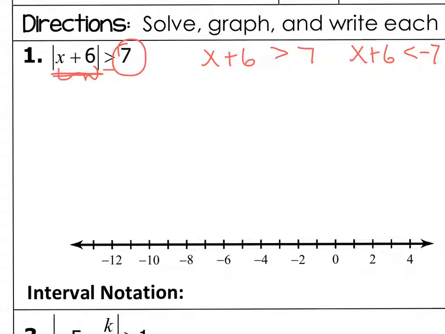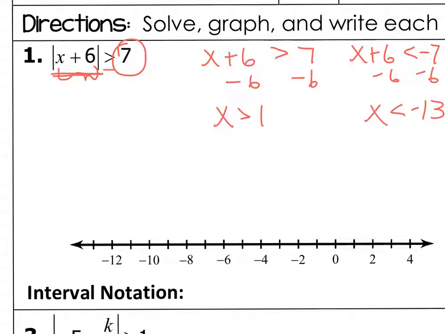This is an example of the type 1 above. This is a greater than, which is going to produce an or statement, because remember, we're going further and further towards the infinities, since we're going greater than 7 away from that center point. As we solve these two separate inequalities, we subtract 6 from this one, so we have x is greater than 1. Over on the second one, we subtract 6, and we'll have x is less than negative 13.